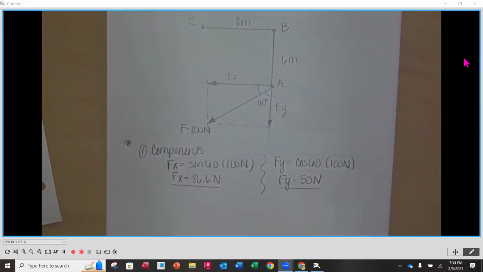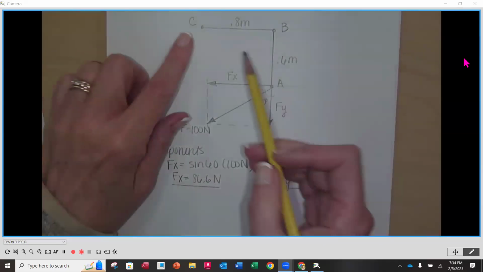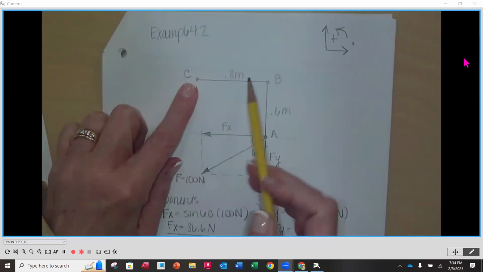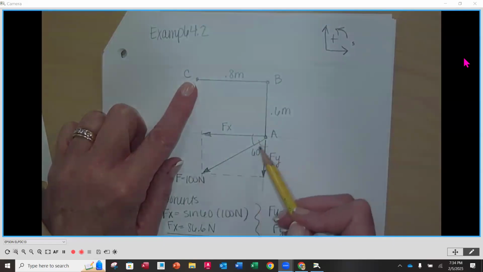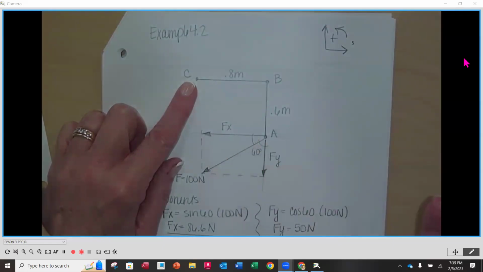All right, so we've got our units on here. Now what we're going to do is sum our moments, but we're going to use the components now. The reason is that we have horizontal and vertical distances that we can't use with the 100 newtons, but now we can with our horizontal and vertical components. Let's see how we do that.